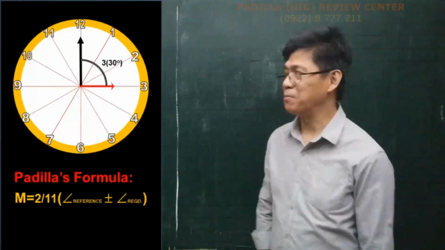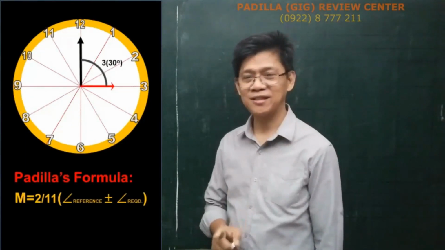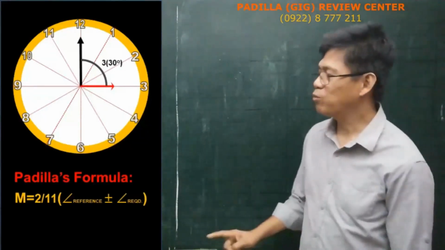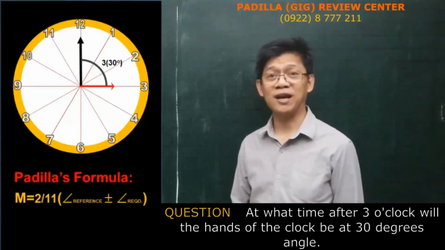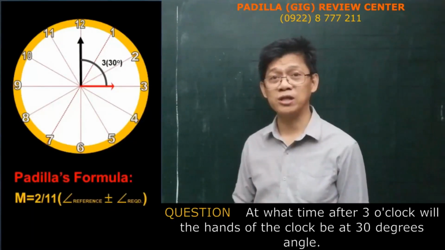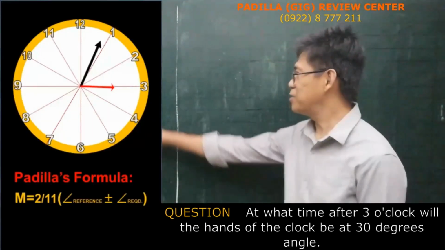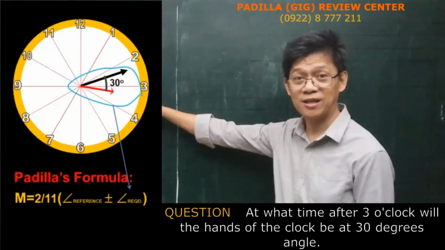Sir, saan ginagamit yung minus? Let me answer that using this next problem. At what time after 3 o'clock will the hour and minute hands be at 30 degrees angle? So, it means the angle during the required time is 30.